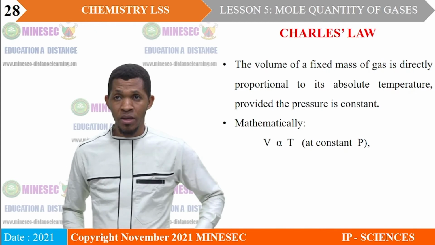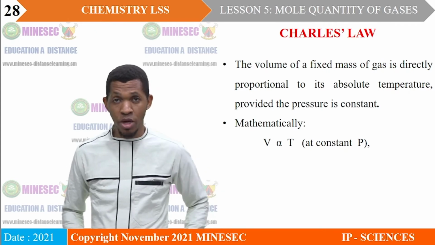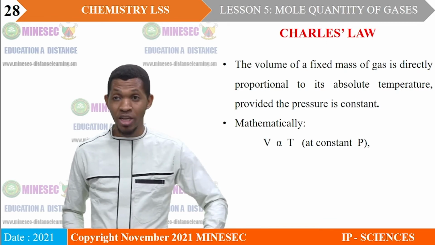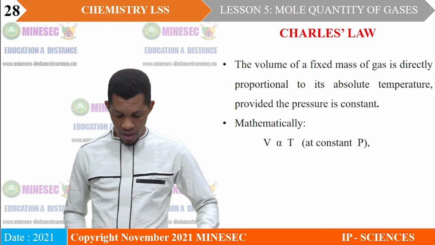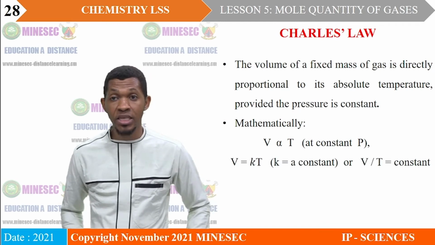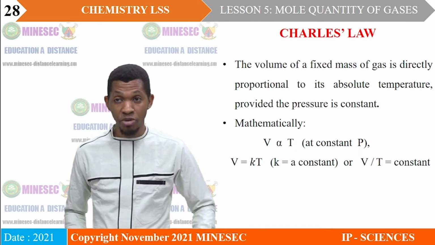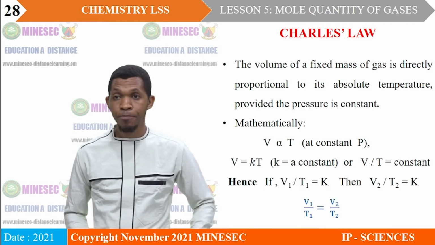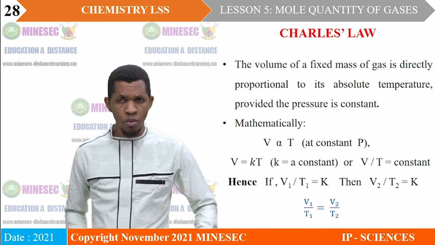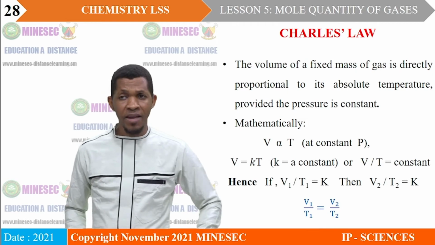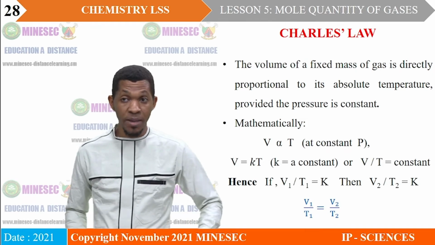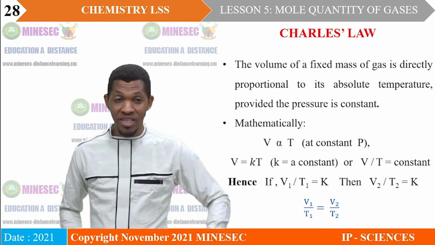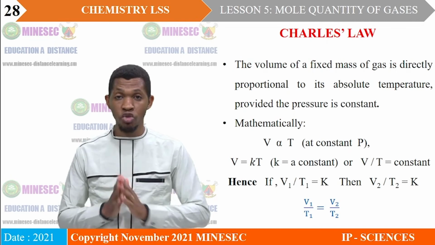Charles' Law can be expressed mathematically using the equation volume is directly proportional to absolute temperature at constant pressure. Introducing a constant of proportionality, we have V is equal to K times T, or V divided by T is equal to a constant. So V1 over T1 will be equal to a constant K, and V2 over T2 equal to the same constant K. So equating both equations, we have V1 over T1 is equal to V2 over T2.